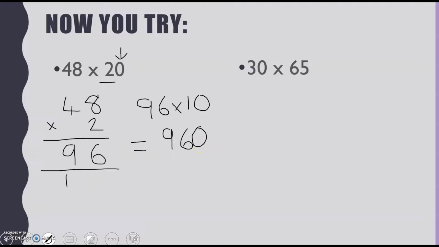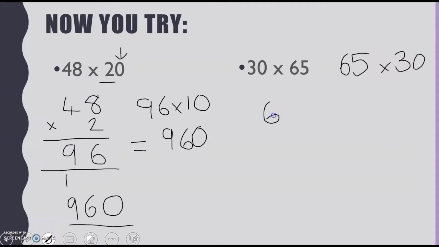I think some people might have just gone straight from their 96 and maybe underneath or at the side written a fresh 960, and that's okay too. So you would get your mark for that answer there. This time I've got 30 times by 65. Remember, doesn't matter what order we do it in, you can swap that round to be 65 times by 30. So we've got 65 times by the number at the start of our multiple of 10, which is 3 this time.